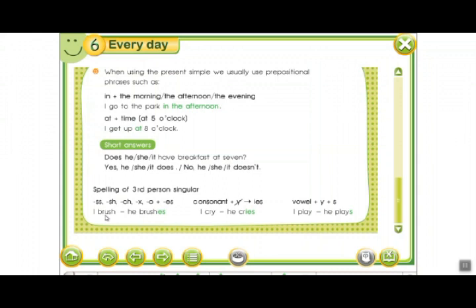So I brush becomes he brushes. I miss, she misses. I watch, she watches. I fix, she fixes. Es. I go, she goes. Es. So we must add es to the end of the verb, not s.